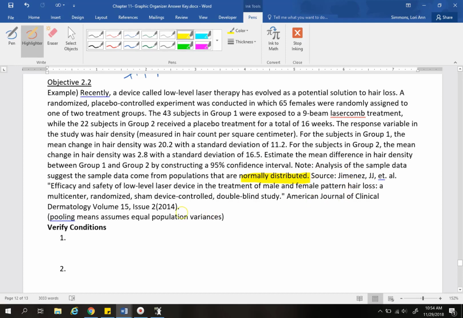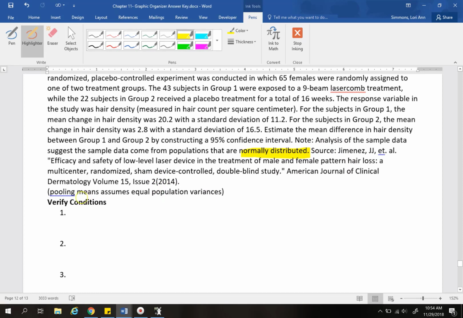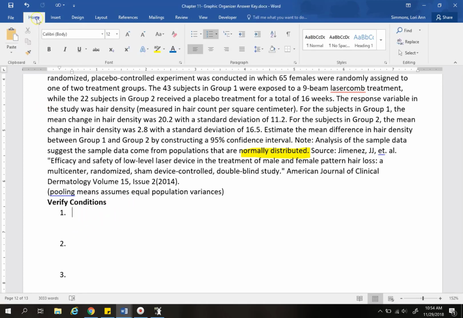And this is the source. Okay, pooling means we assume equal population variances, just so you're aware of what that means. So let's verify the conditions. First condition.